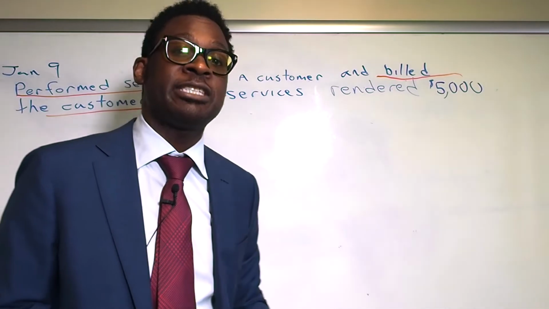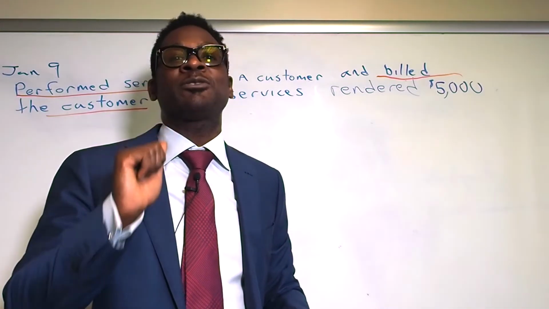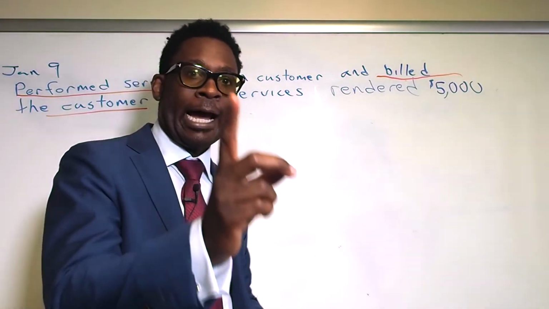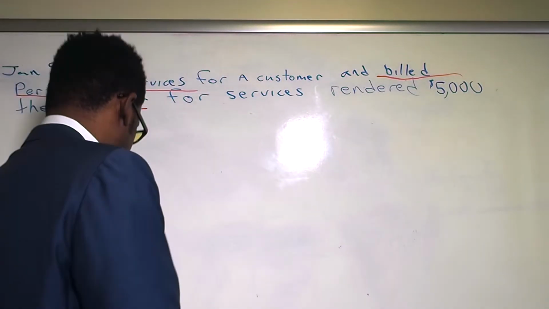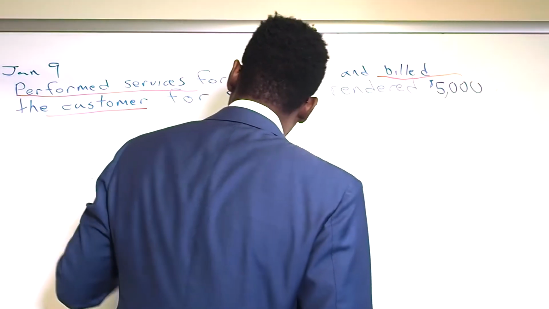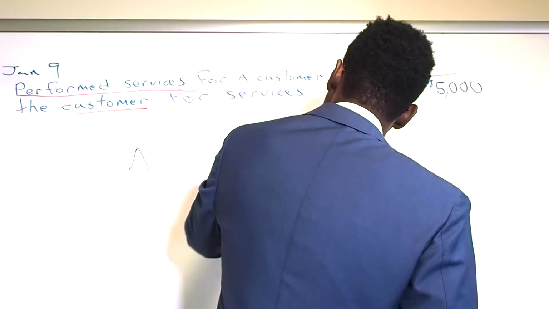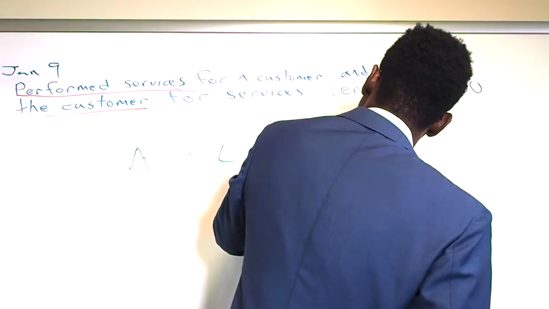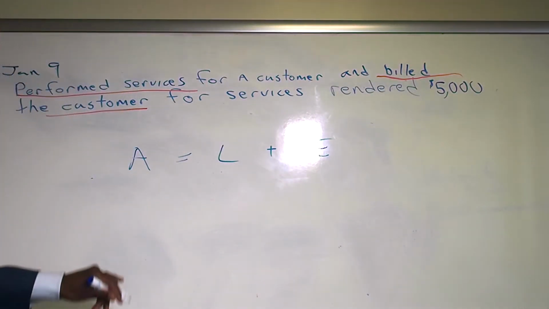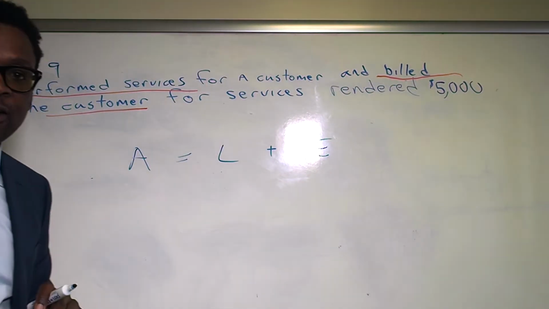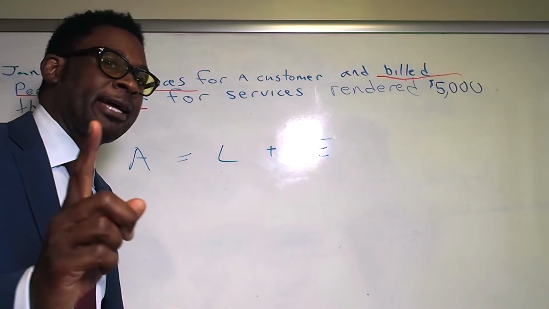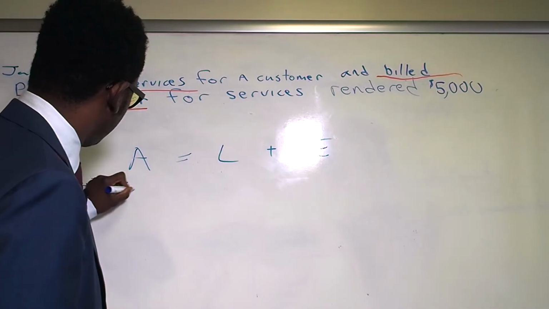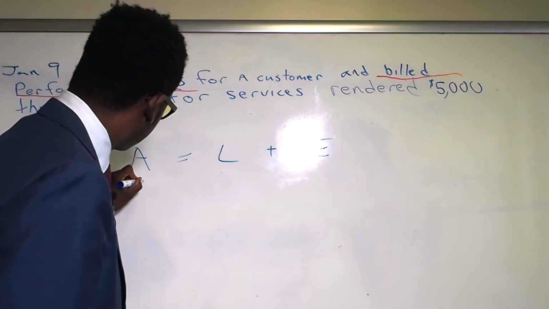So our accounts receivable has gone up as well. So now that we know what accounts are affected and how they're affected, how did it affect the accounting equation? So our good old-fashioned accounting equation, assets equals liabilities plus stockholders' equity, right? Were assets involved? Yes. Our assets went up $5,000 under what account? Accounts receivable.